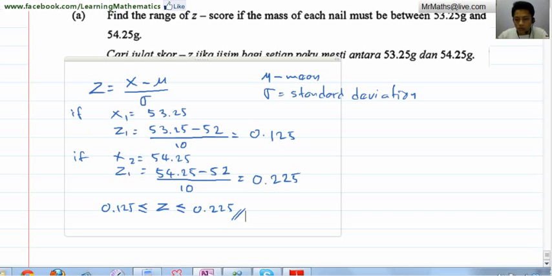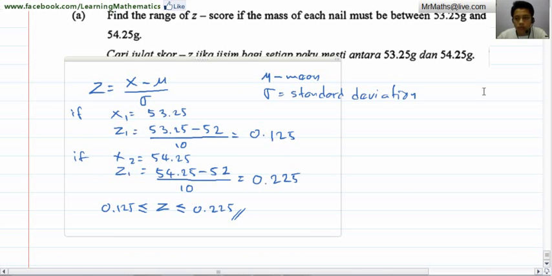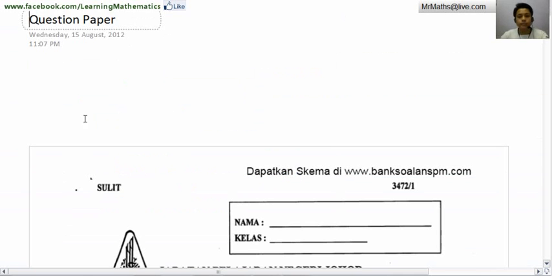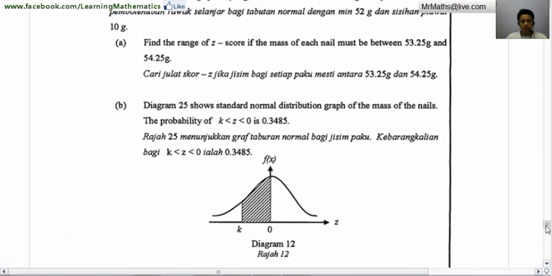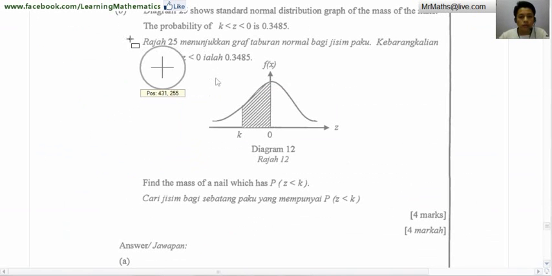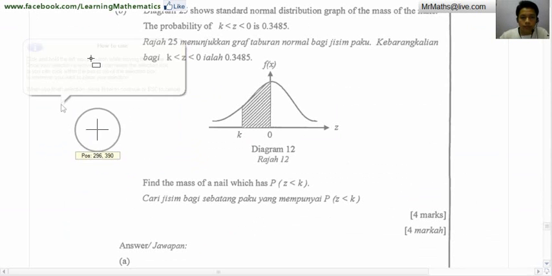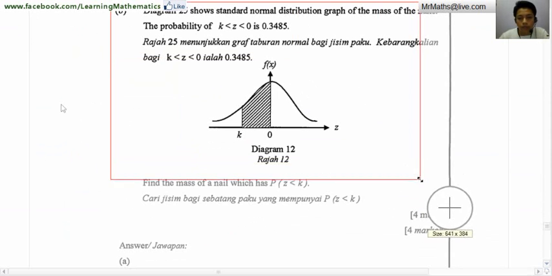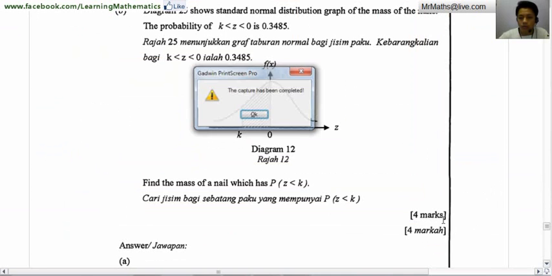Okay, next one, B. Let me just copy it again. B carries 4 marks.